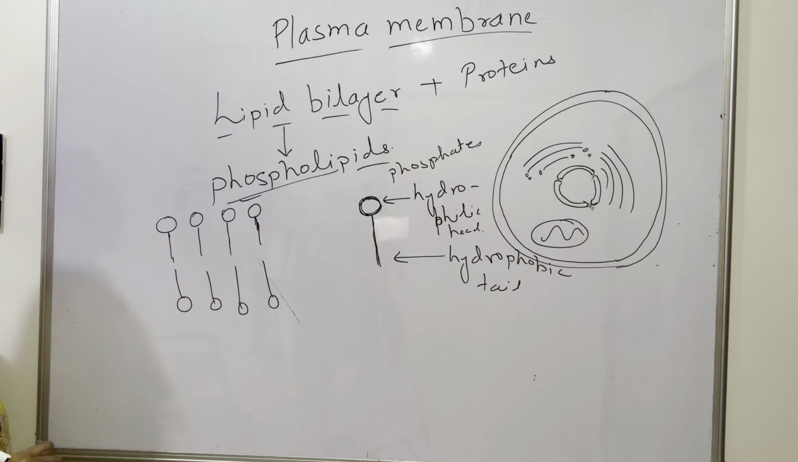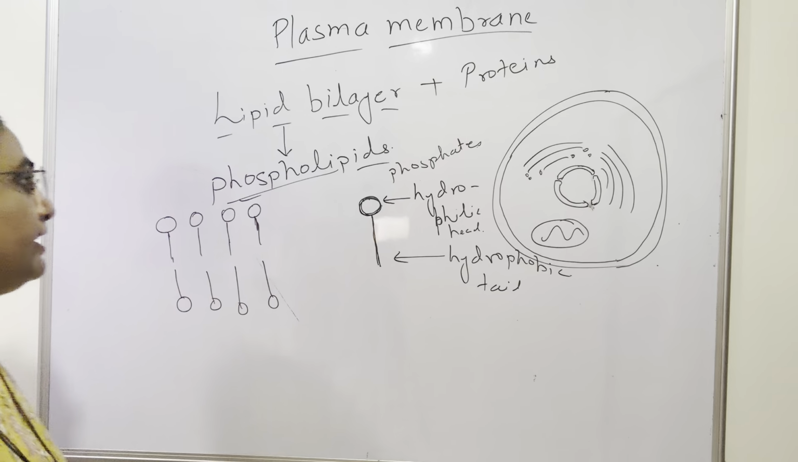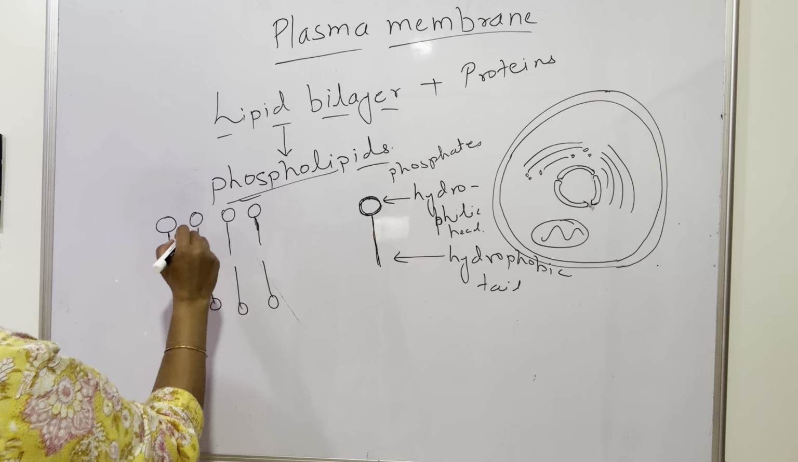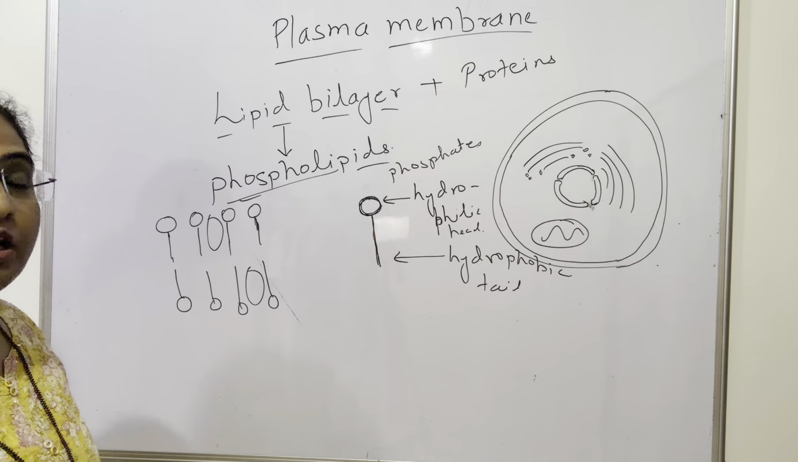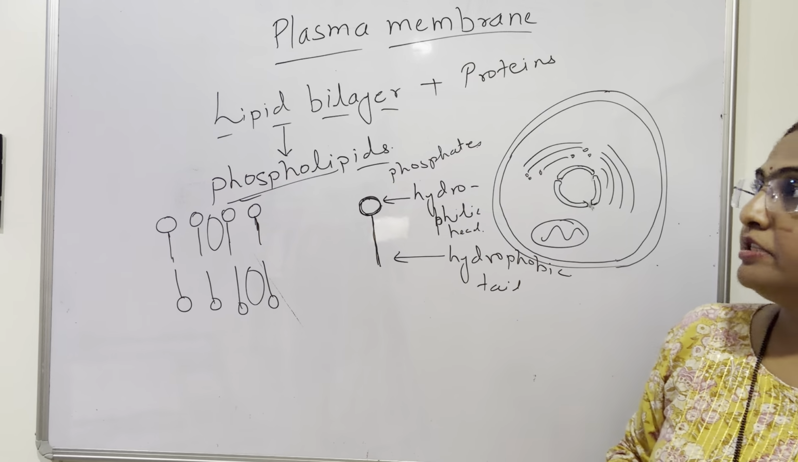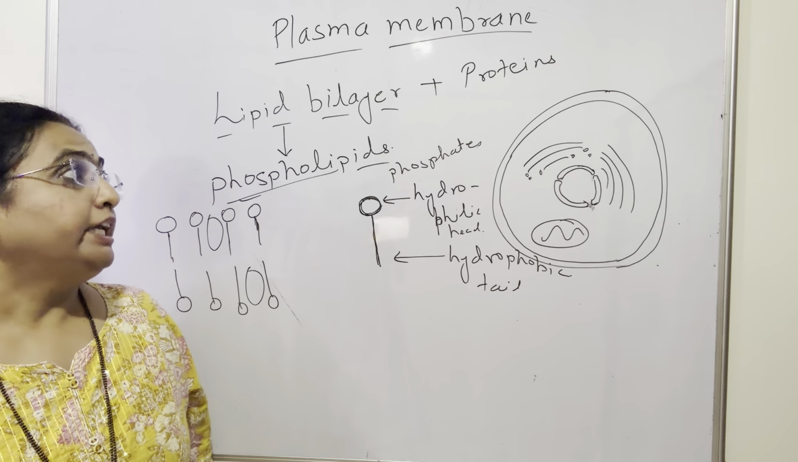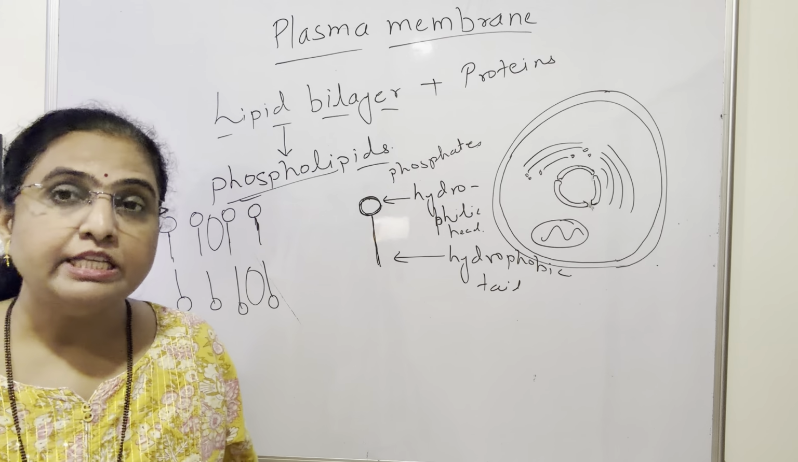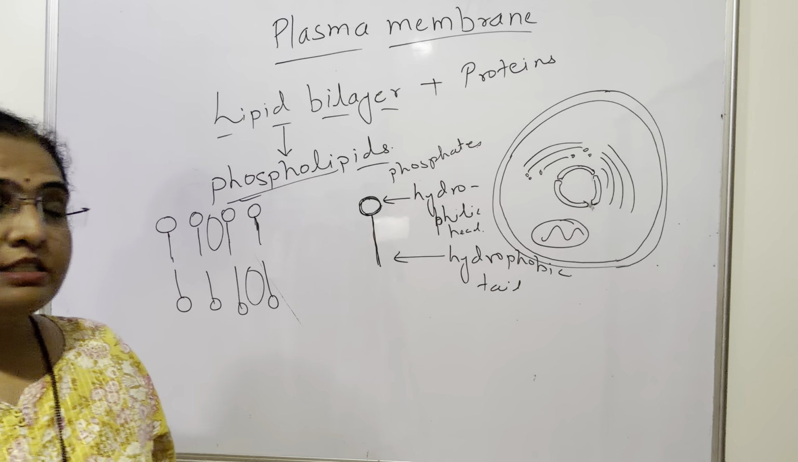So the plasma membrane consists of the lipid bilayer, and in this lipid bilayer there is a presence of proteins. So the plasma membrane consists of the lipid bilayer which is made up of phospholipids, and it has embedded proteins in it.